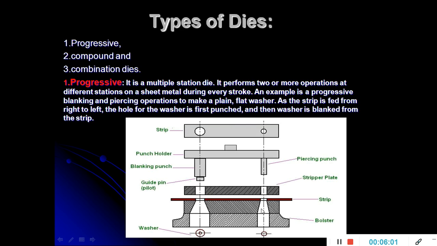So if a question is asked, you have to draw this diagram, you have to explain the construction. The construction consists of a punch holder. Two different punches are going to be used. One is a piercing punch, another one is a blanking punch. The sheet metal is placed on this bolster. Bolster is nothing but the die holder, and the guiding or stripper plates are going to be used to guide this guiding pin or pilot.